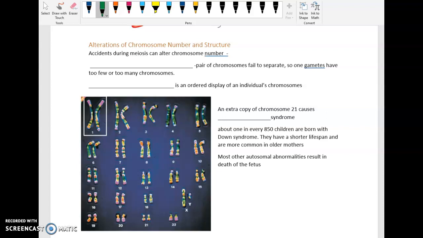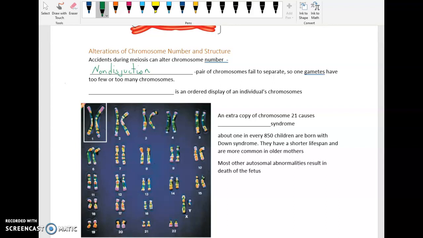Okay, so sometimes things go wrong. Sometimes there are alterations in chromosome number or the structure of chromosomes, so accidents happen. Non-disjunction is when a pair of chromosomes fail to separate. So one gamete has too few and another one has too many.